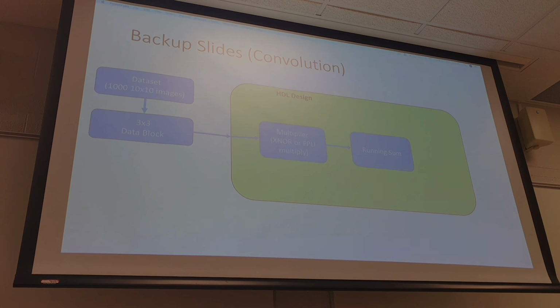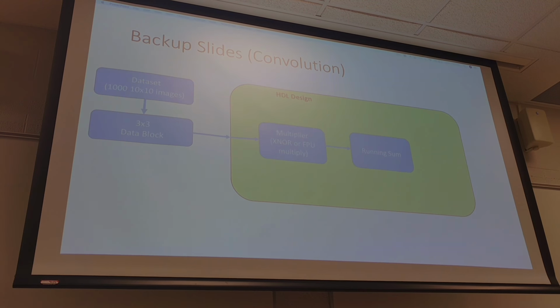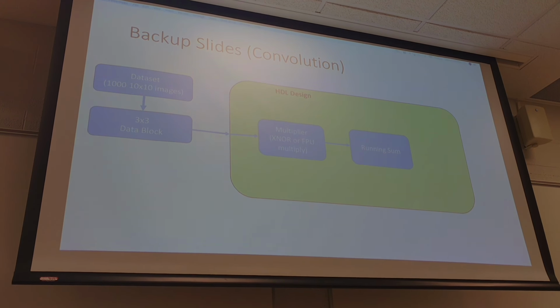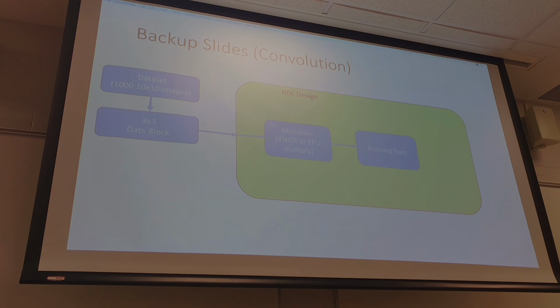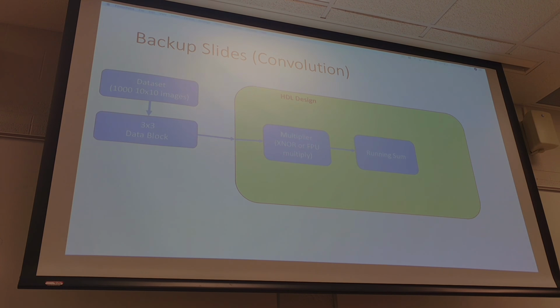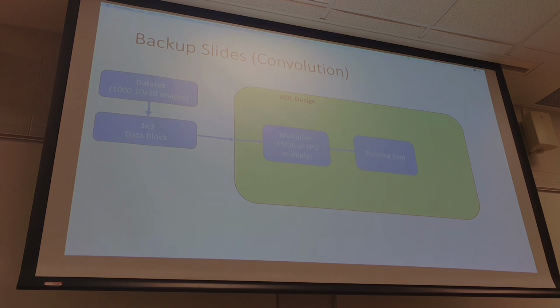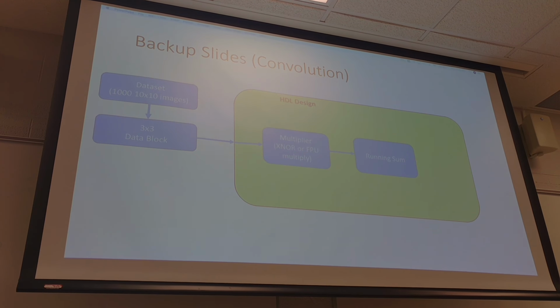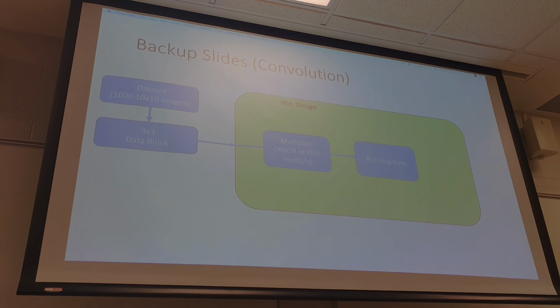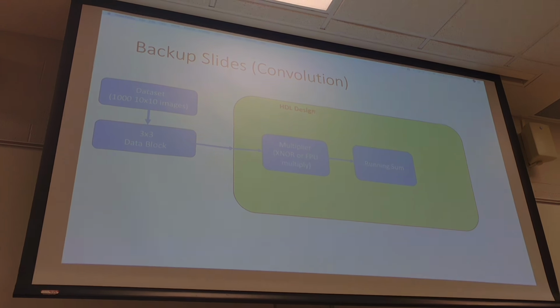This is the backup slides for the convolution part, where we'll be inputting 1,000 images of 10 by 10, and the kernel size would be 3 by 3. So each time the storage space inside the FPGA would just be 9 bits for the 3 by 3 data block, and we'll be implementing an XNOR plus pop count, which will be the multiplier, and then running the sum for it. And that's back to the first one.